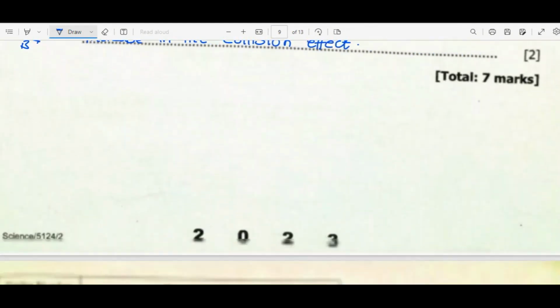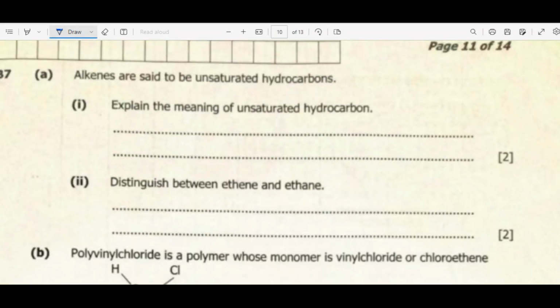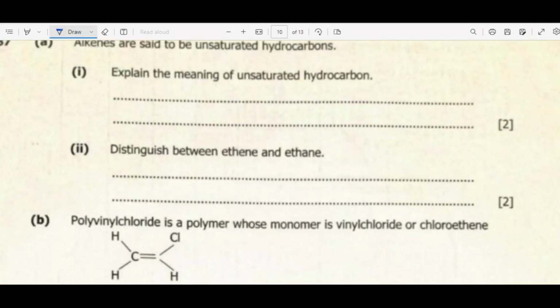We move on to question 7. So question 7a, alkenes are said to be unsaturated hydrocarbons. Roman number 1, explain the meaning of the term unsaturated hydrocarbon. So number 1, hydrocarbon is just the compound made of carbon and hydrogen according to organic definition.